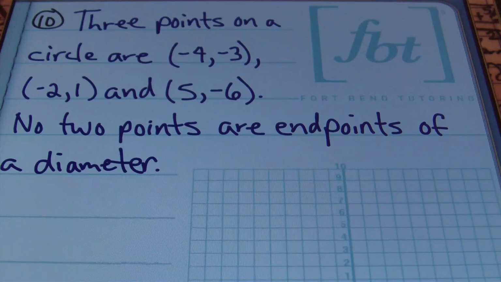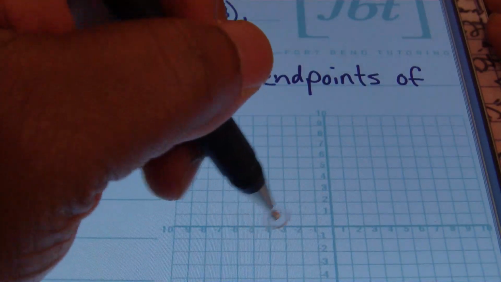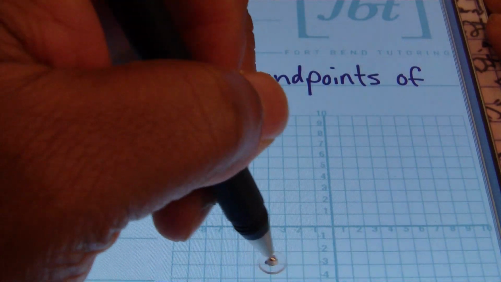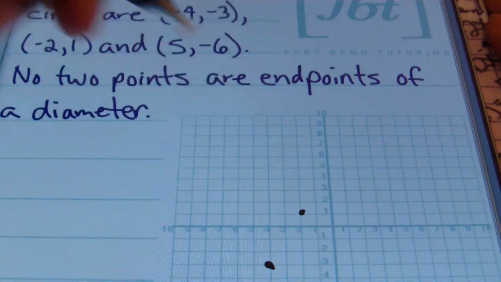We have 3 points on a circle: (-4, -3), (-2, 1), and (5, -6). And no 2 points given are endpoints of a diameter. All right, so let's see what this looks like on our graph first. All right, we have (-4, -3). That's going to be a point right here. And then we have a point at (-2, 1), which is going to be right here.